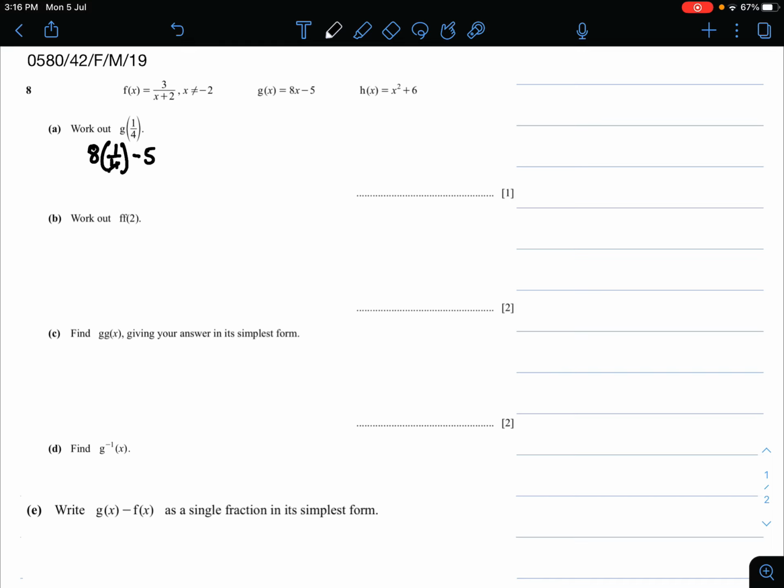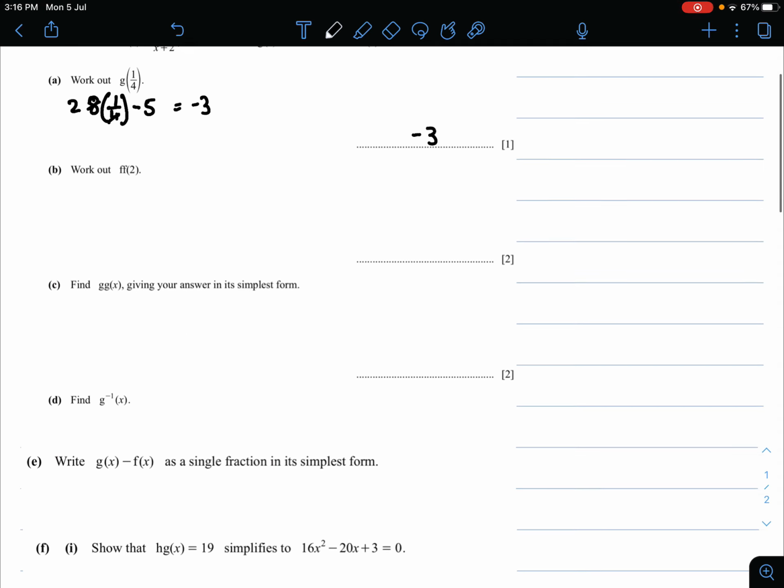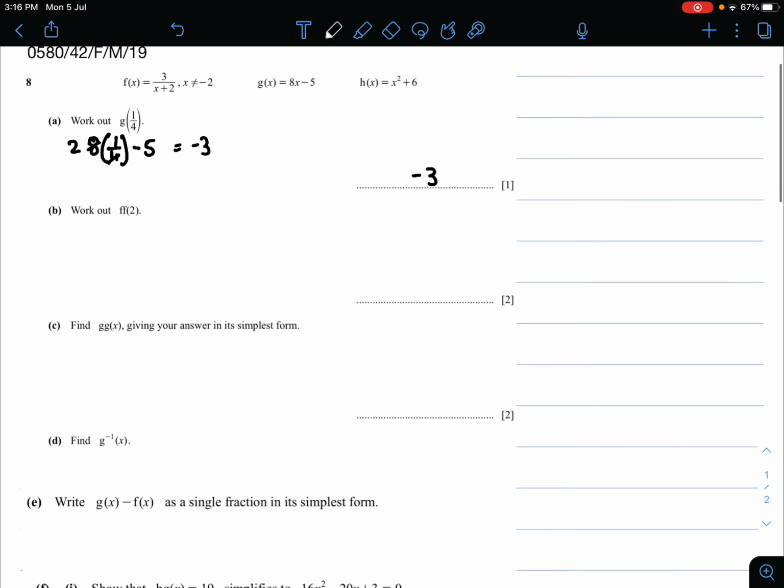So we can cancel the 4 and 8 because 4 times 2 is 8. So therefore 2 minus 5 will give us minus 3, being our final answer for part A. Now let's move on to part B. Work out f of 2.